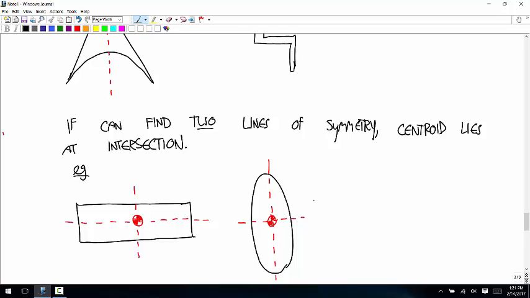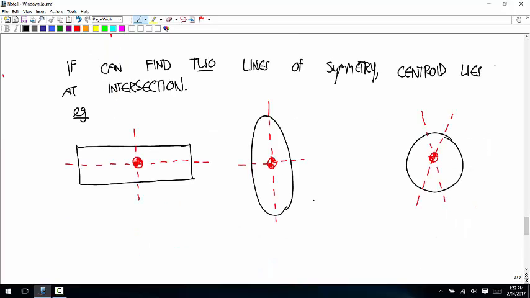And then for a circle, there's infinitely many lines of symmetry. No matter which two you choose, they intersect at the center. And so the centroid has to be right at the center of the circle. So what that says is for any body where you can find two axes of symmetry, we don't even need a formula to calculate where the centroid is. You just put it right at the middle. Any questions about that?